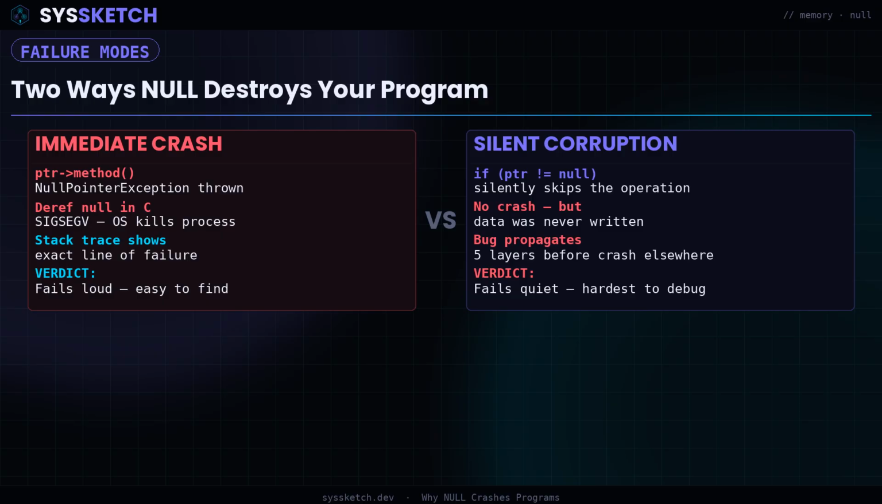Over time, a large codebase accumulates hundreds or thousands of null checks. They crowd out the actual business logic. They make code harder to read, and they still do not catch every path because null is contagious. A function that receives a null and passes it downstream has now made every downstream caller responsible for a check they did not know they needed.